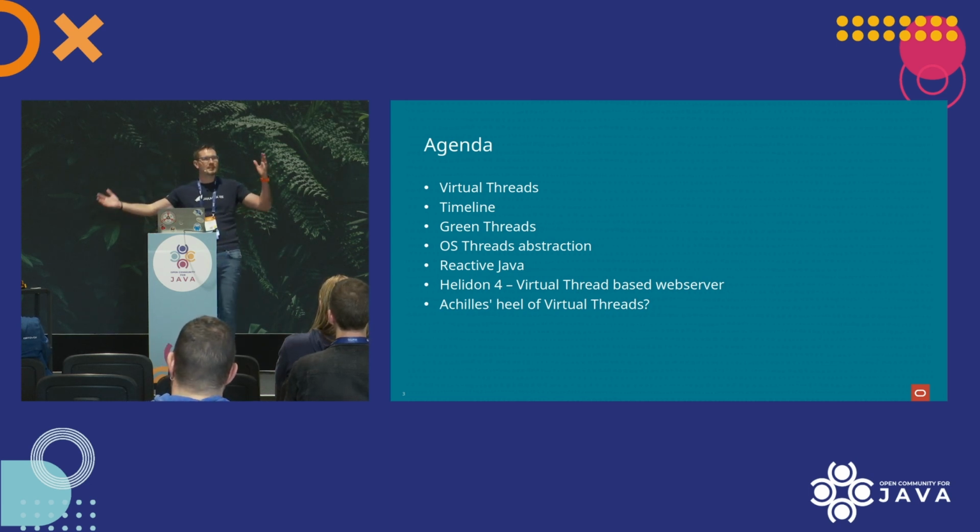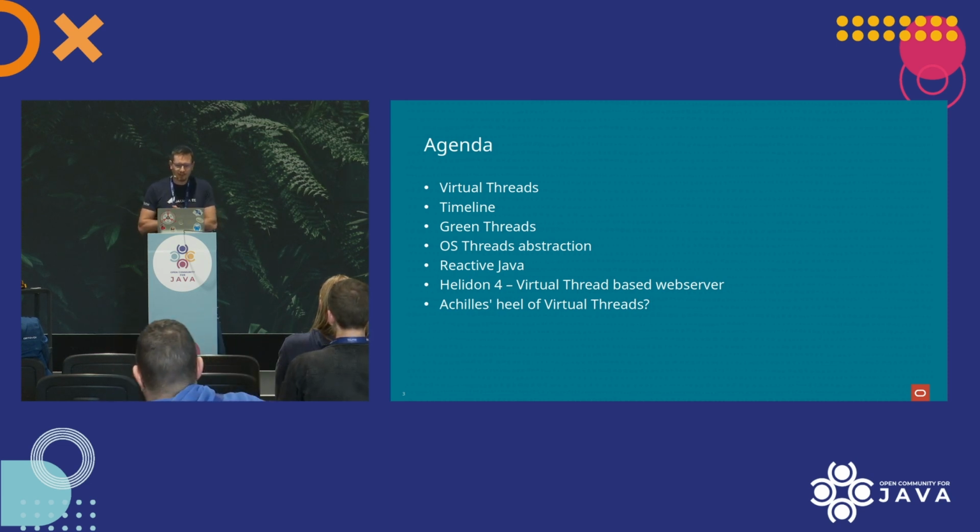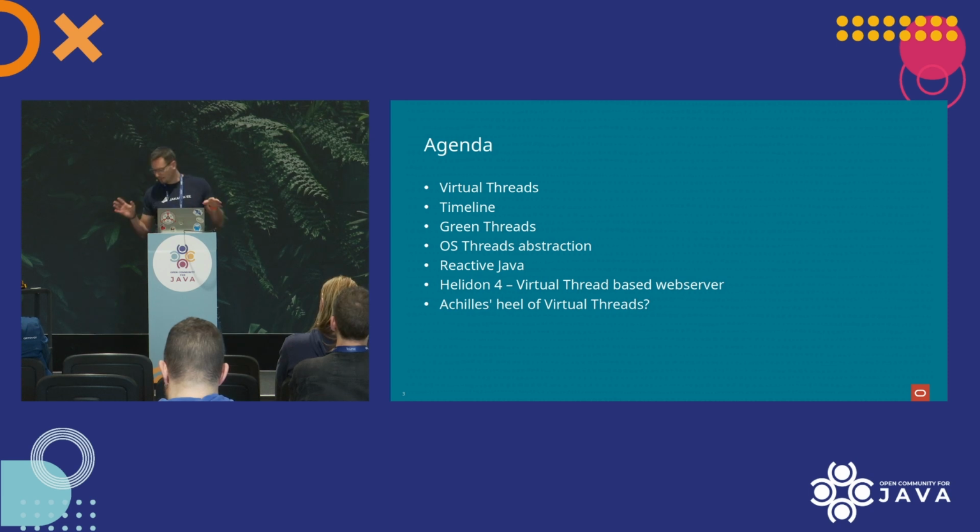So we will see some broader context of how we got where we are right now. Then we will do some time travel to 1997 and take a look at green threads. After that, we will compare it with the operating system threads abstraction, which we had for so long. We will take a look at reactive Java, and then there will be a shameless plug about Helidon 4. I will explain how we have leveraged virtual threads in our own web server. And at the end, if there are enough minutes, we will take a look at the Achilles heel of virtual threads, the pinning.